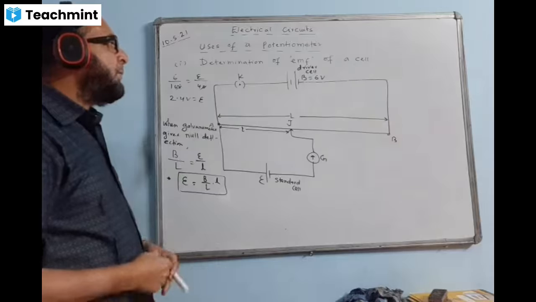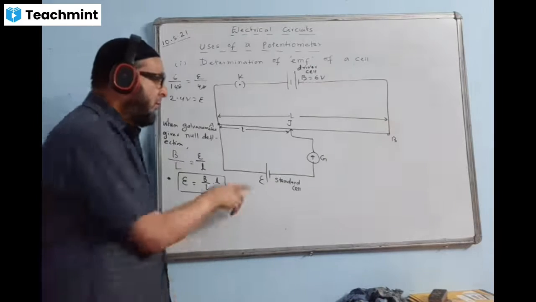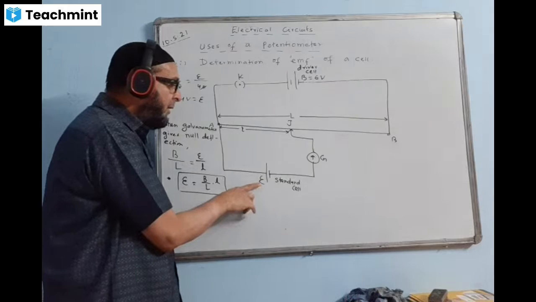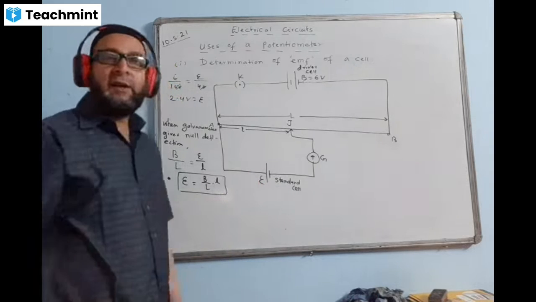The principle is very simple and very accurate, because the galvanometer gives zero deflection, that is, we are not drawing any current from this cell, and yet we are finding the EMF of the cell.